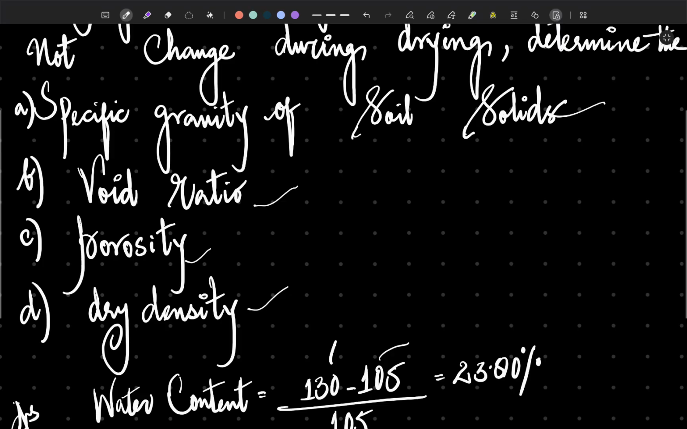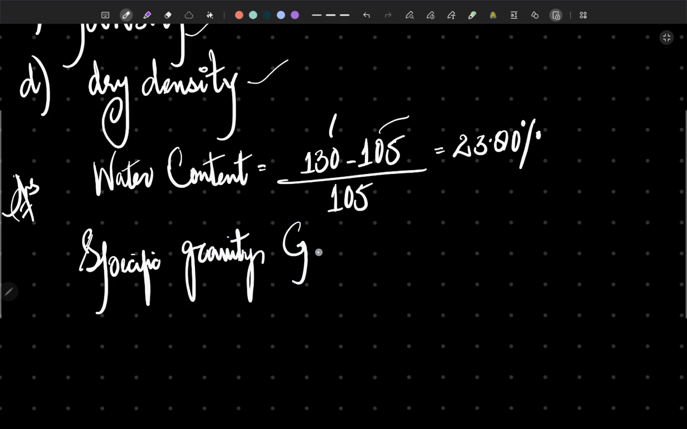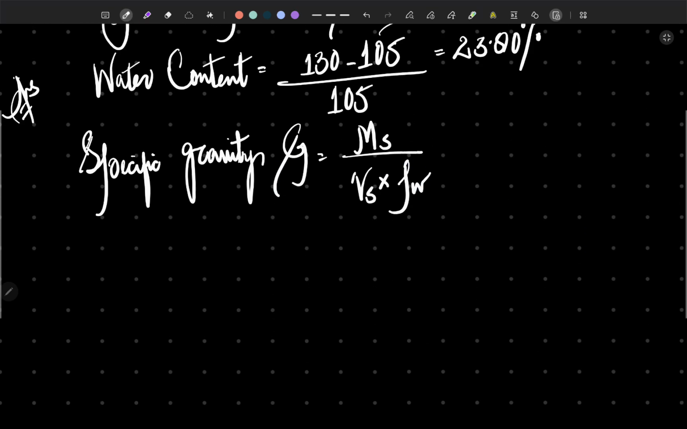Thereafter, the first parameter that the question demands is the specific gravity of the soil solids. So let's find this specific gravity of the soil solids. Specific gravity denoted by G is equal to mass of soil solids divided by volume of solids multiplied by the density of the water. Let's go on substituting the values. But for that, we know this, but this parameter needs to be found out. That is volume of soil solids.